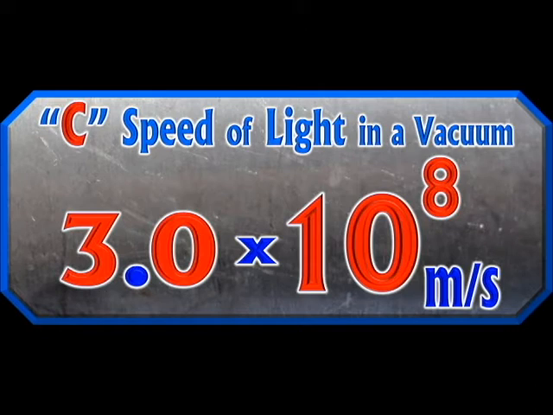So this is an incredibly fast speed, and this is actually the fastest speed. No object or energy can move faster than the speed of light, 3.0 times 10 to the 8th meters per second. We call this the speed limit of the universe, and lots of things come out of this.